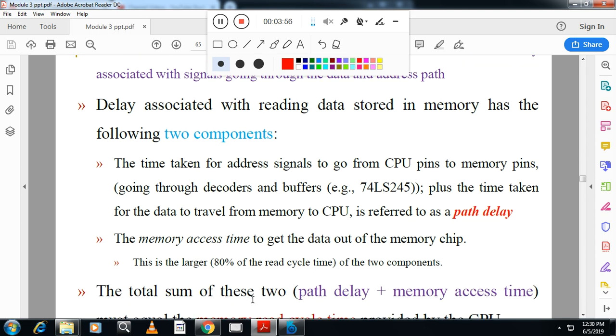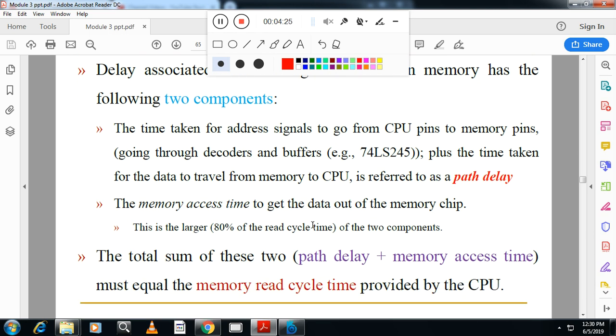The total sum of these two, one is path delay and the other is memory access time. Path delay is the time taken for the signal to travel from the CPU to memory through decoders, buffers, all these are called path delay. The total sum of these two is path delay plus memory access time. This is called the memory read cycle time.